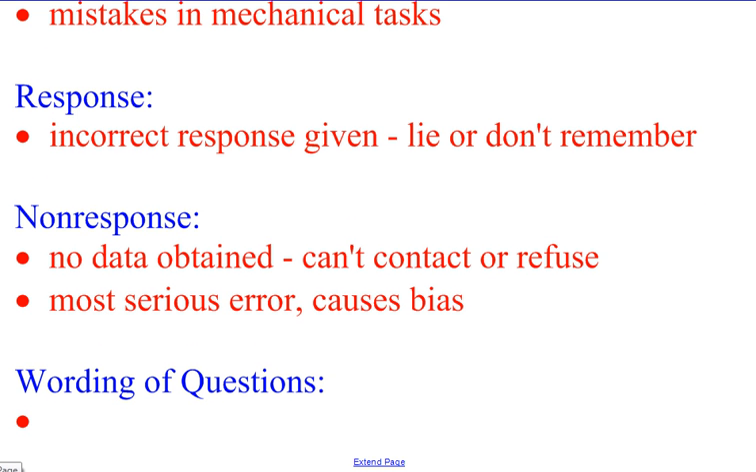The last one is the wording of the questions. Wording creates bias. When we are doing sampling in our classes, students will sometimes pick a controversial topic. Let's think of something that would be controversial. Let's just go with dress code.